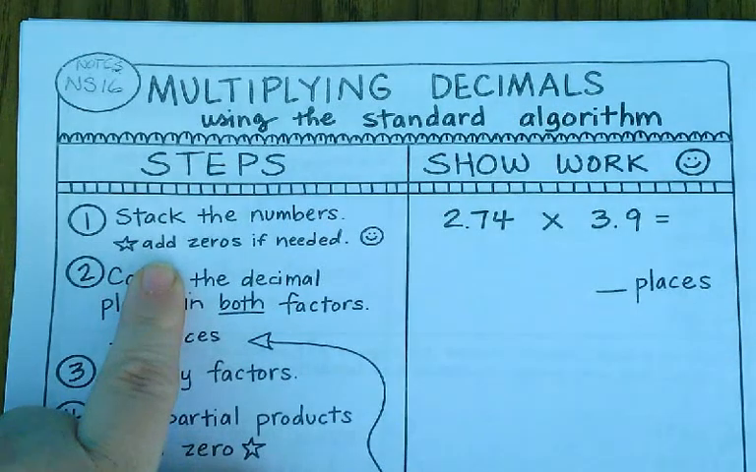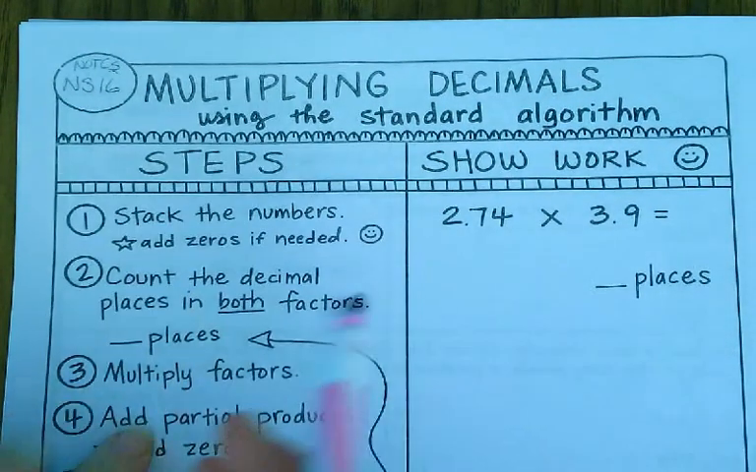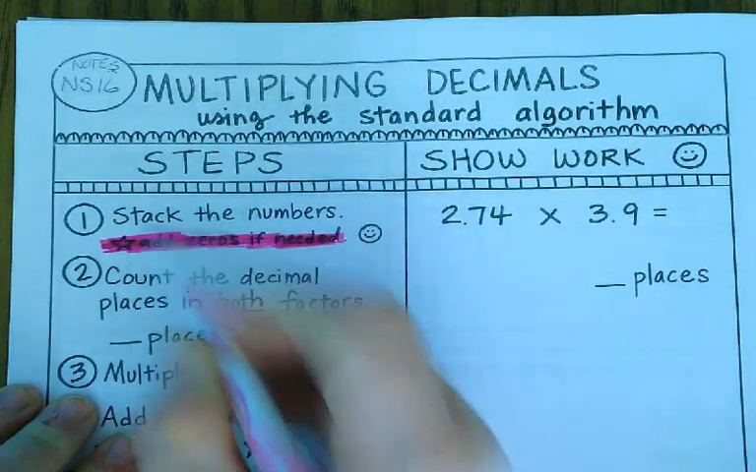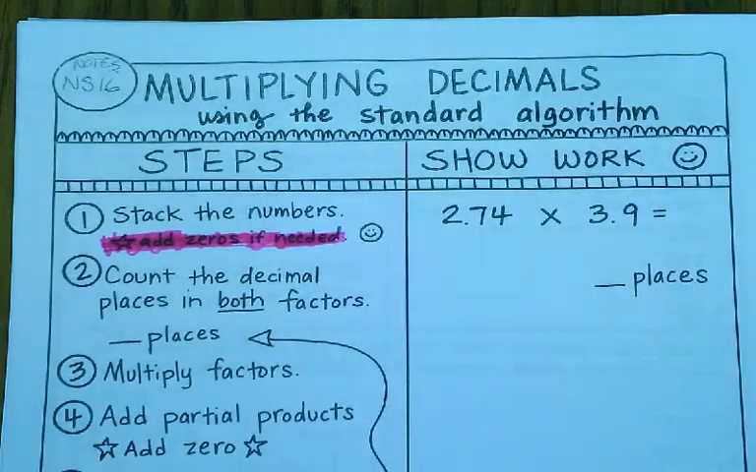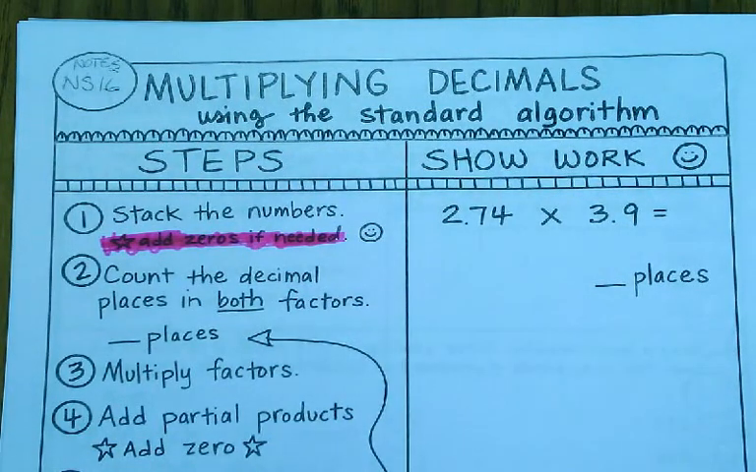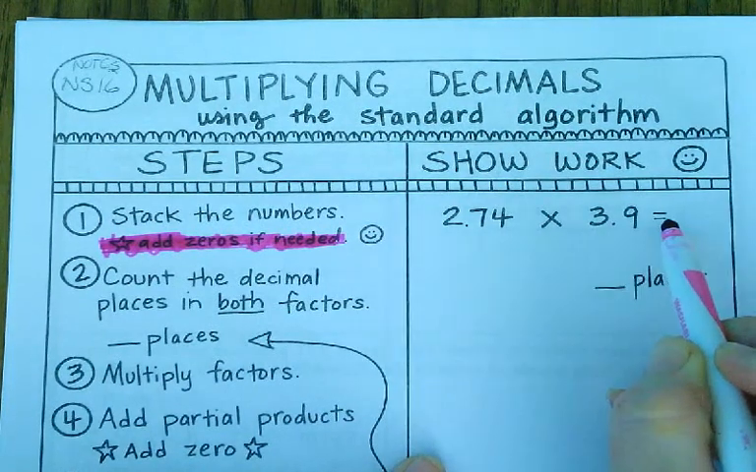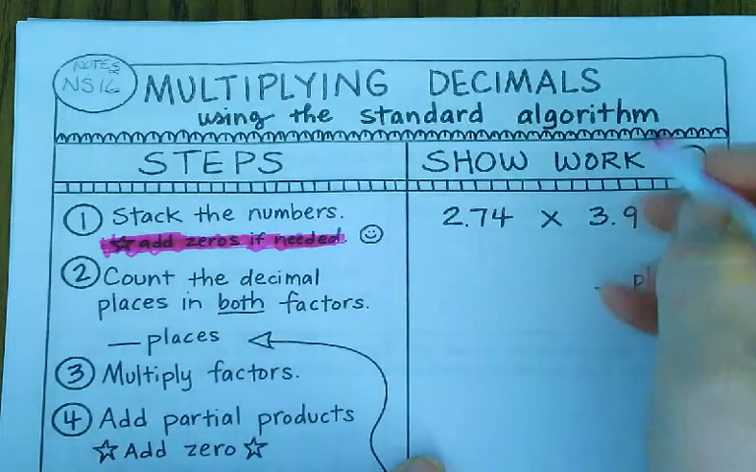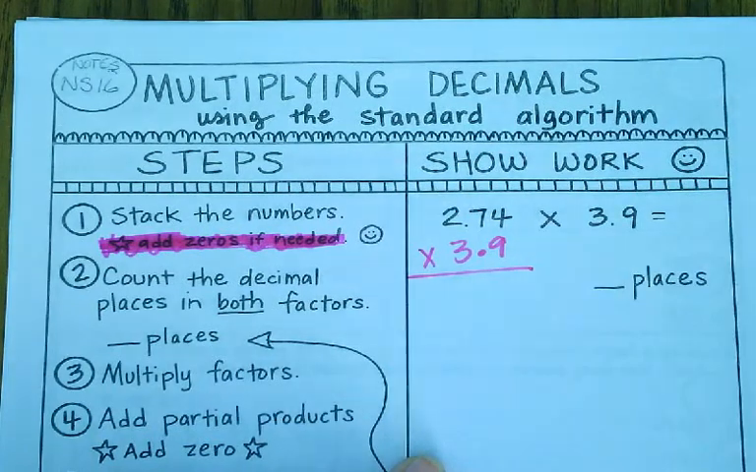First thing you do when you are multiplying decimals is you stack the numbers. You do not need to. So I'm going to cross this off. This is not important. That's not important. You don't have to do that. First thing you're going to do is stack your numbers. So 2.74 times 3.9, it's horizontal. We want it vertical. It's easier to solve. So I'm going to put times 3.9 here.